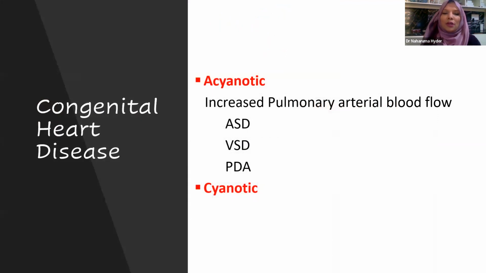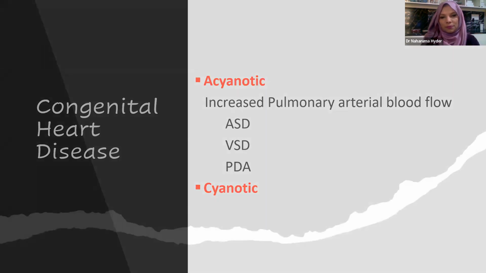So today we are not focusing on all the congenital heart diseases. We will try to focus on the most common heart diseases. There are two groups of heart disease, acyanotic and cyanotic. In acyanotic there will be increased pulmonary blood flow, a left to right shunt, like atrial septal defect, ventricular septal defect, and patent ductus arteriosus. In cyanotic, I will just focus on tetralogy of Fallot.